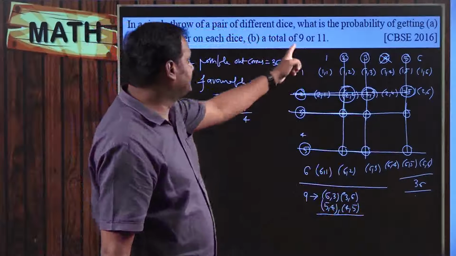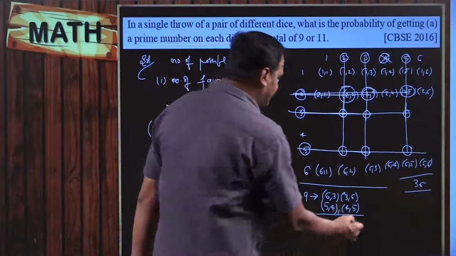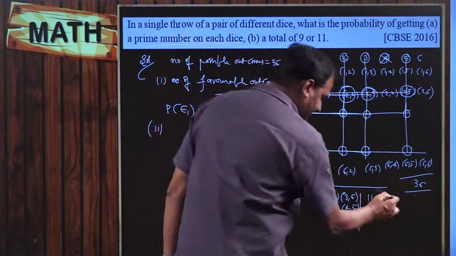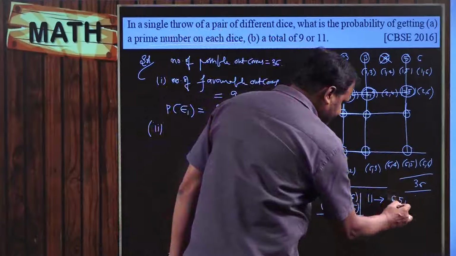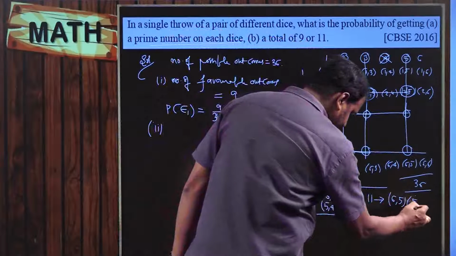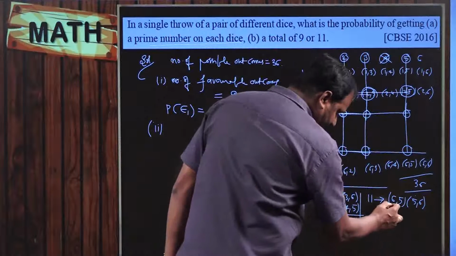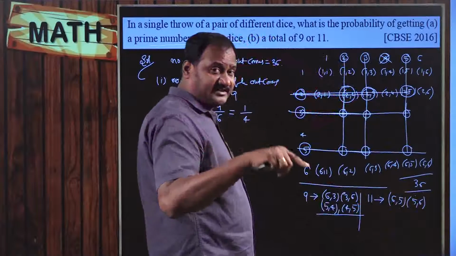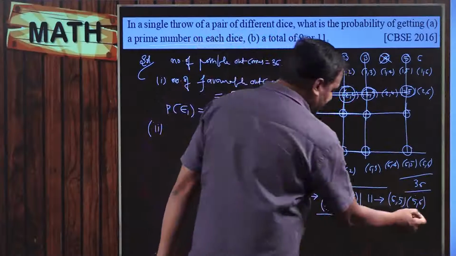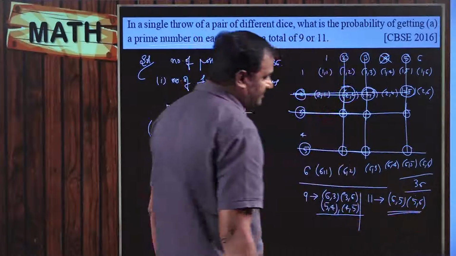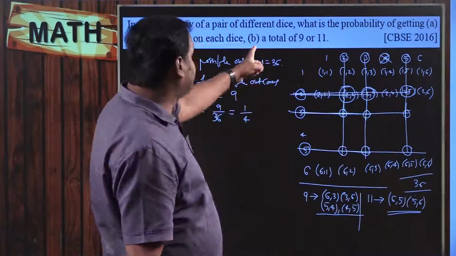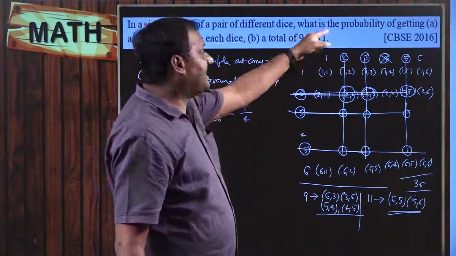And then the second one is 11. If you want to get 11 as the sum, let us start with 6. 6 comma 5 is 11, and of course 5 comma 6 is also 11. And with 5, of course 5 is already used. With 4, 4 comma 7 is equal to 11, so those numbers will not come. Therefore 6 comma 5 and 5 comma 6 satisfy the given condition. But what is the problem? A total of 9 or 11.